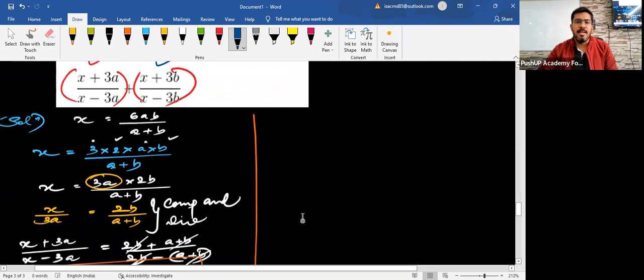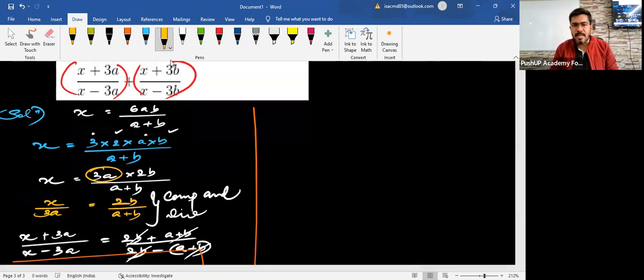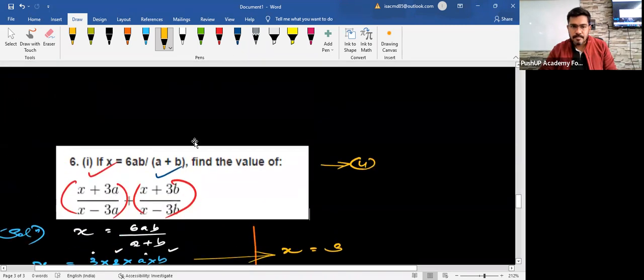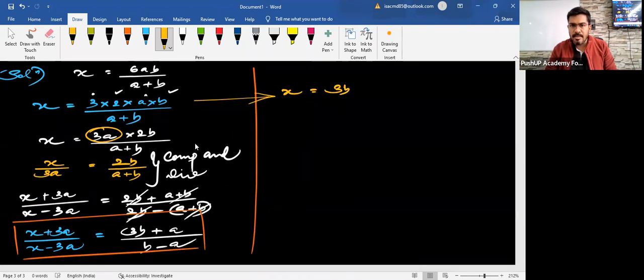Then children, we have to get the value of x plus 3b upon x minus 3b. Now, how is that possible? Let's take the same result, which is x is equal to 3 into 2 into a into b. This time I'll be arranging 3 and b together and 2 and a together. So it becomes 3b into 2a. Am I changing the values? Joel, are you following it? Am I changing the values? No, I'm not changing the values. I'm just rearranging the factors.